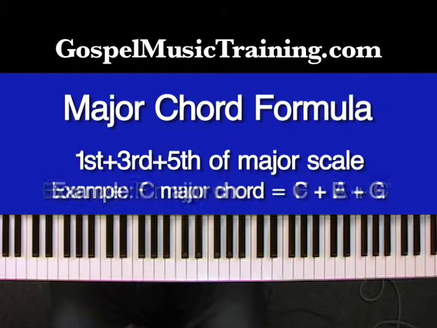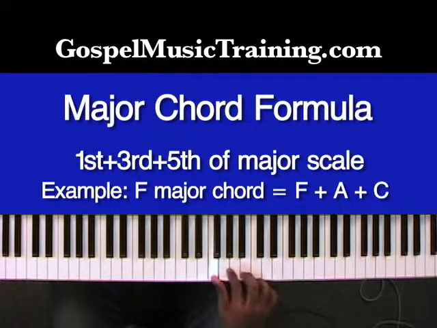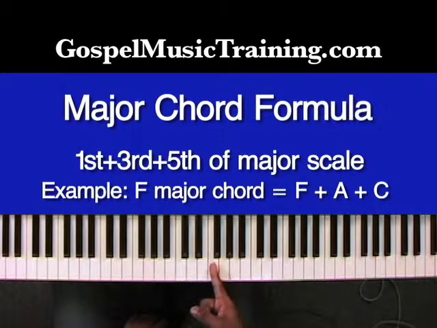You could go to the key of F, take the first tone of F, third tone of F, fifth tone of F. Now you got yourself an F major chord. The name of the major chord also coincides with the first note when you're doing this formula. So the 1 is always the title. So if the 1 is F, the 3 is A, and the 5 is C, that's an F major chord.